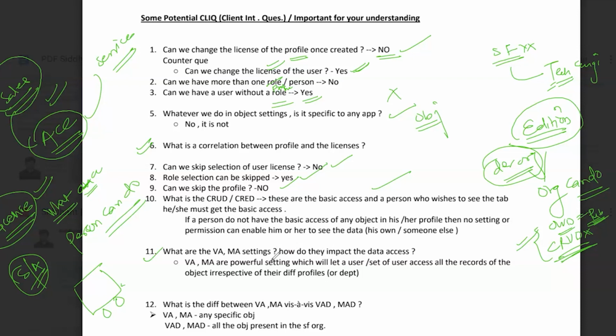View all lets you see all the records for a particular object. Modify all lets you modify the records for a particular object. And the next question is, what is view all data and modify all data? The answer is very simple. View all and modify all are for a specific object. View all data and modify all data are for all the objects, whether standard or custom. For all of the objects, these settings are applicable.